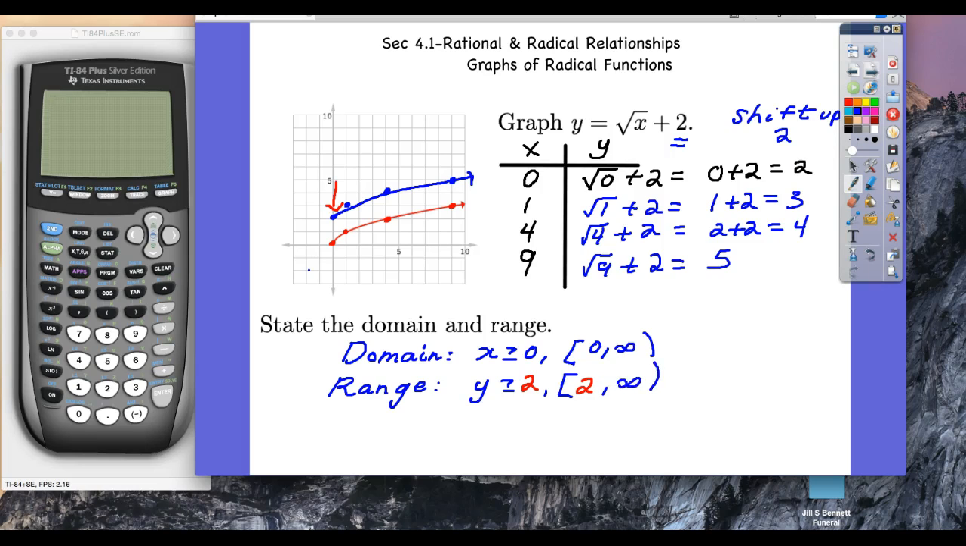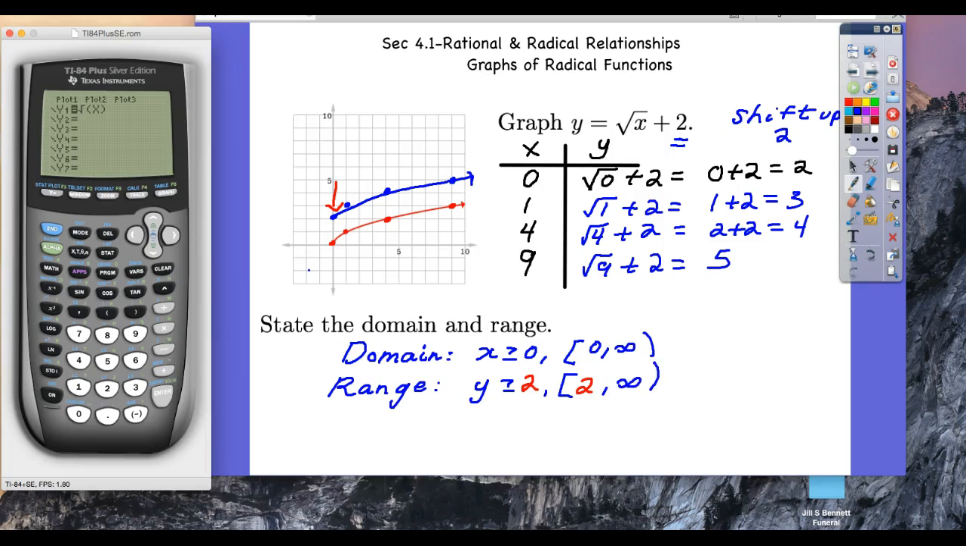You can also graph this. If I went back to my y equals here, I already have the square root of x in, so square root of x plus 2. And I can verify that graphically. There's the parent function, and then there's my function, so they look identical.